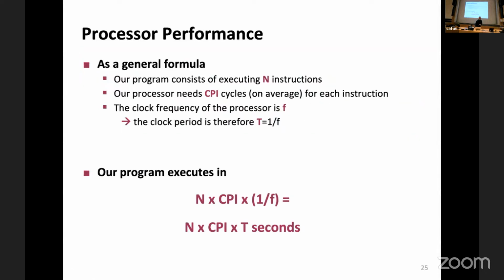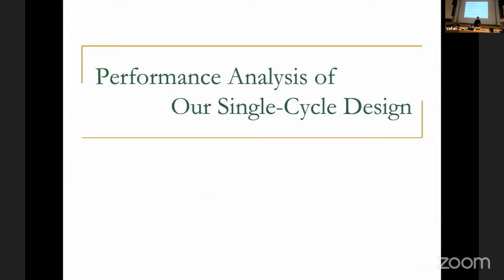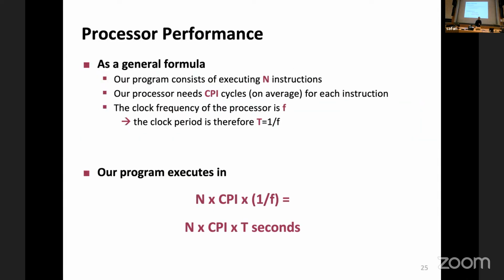Okay, so now let's analyze a single cycle design based on this. We'll get back to this equation later on. So you can really improve system performance by improving all of these metrics at the same time, potentially. But sometimes there's tension between these metrics. For example, when you try to reduce cycles per instruction, clock period may increase, or vice versa. When you increase the cycles per instruction, you can actually reduce the clock period. And we are actually talking about that trade-off right now.